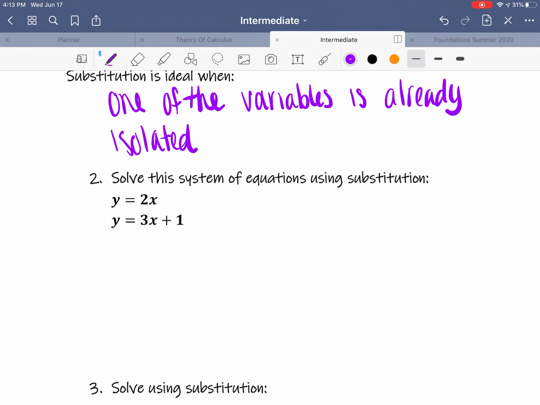So for example, number 2 here, we have those same equations that we were dealing with before. It says y equals 2x. So y is isolated. And then y equals 3x plus 1. So y is isolated. If y is y, they're the same letter, then I can substitute.